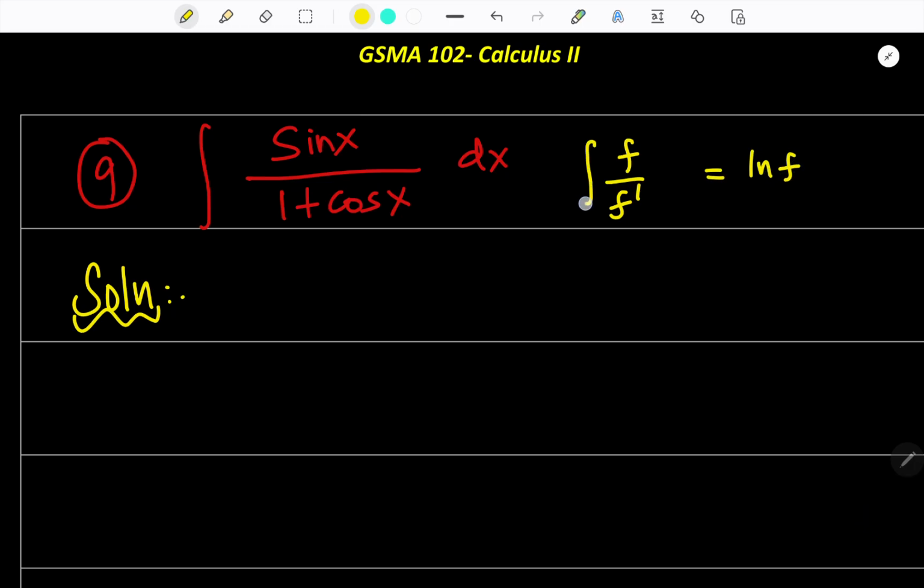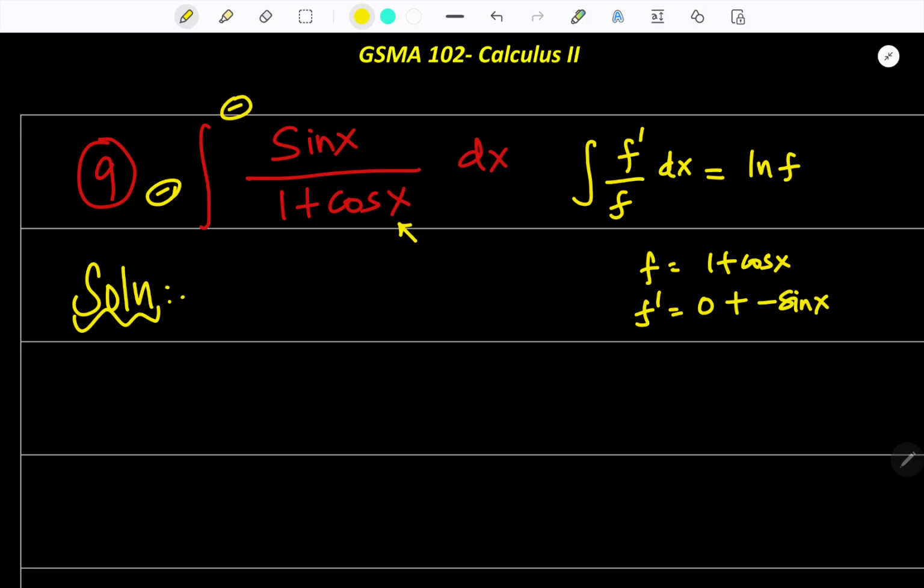ln f, if there is a situation like this, we can use f dash on the top, f on the bottom, f dash divided by f. So what is your f here? Your f is equal to 1 plus cosine x. What is your f dash? The derivative of 1 is 0. The derivative of cosine is minus sine x. Something here, but the minus is missing. Never mind, we can adjust the minus here and here. No problem. Okay, teacher, shall I use this method?